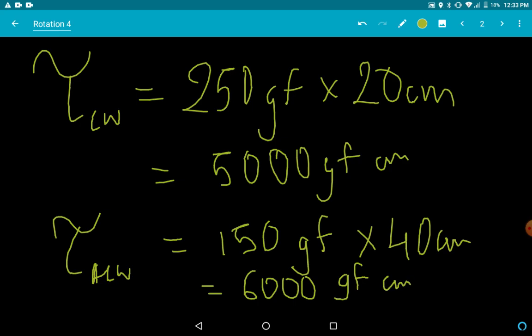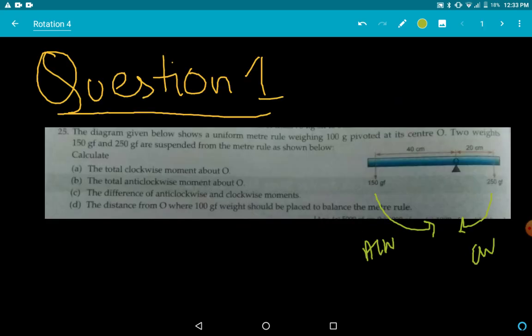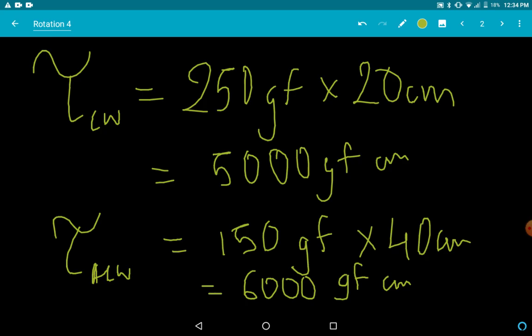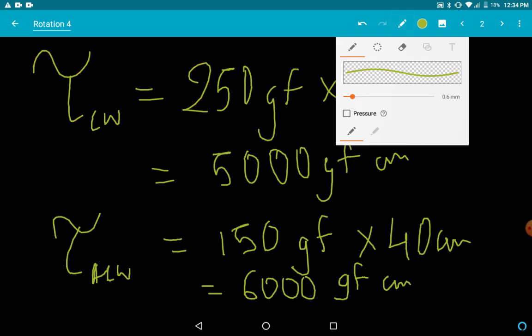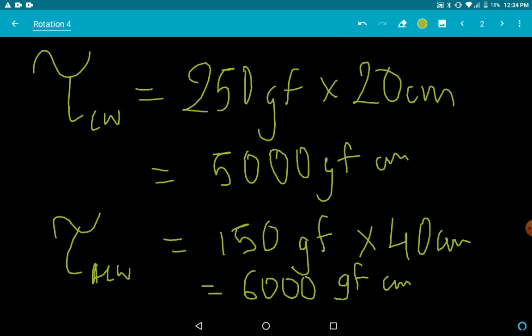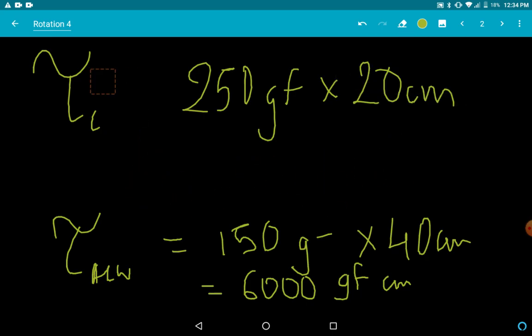Now one thing I would suggest: always when I'm showing you the question, please pause the video and try to solve it on your own. Don't see the solution right away. So I have done this part. Then we have to find the difference between the anti-clockwise and clockwise moment. So I have to erase this. Let me erase.